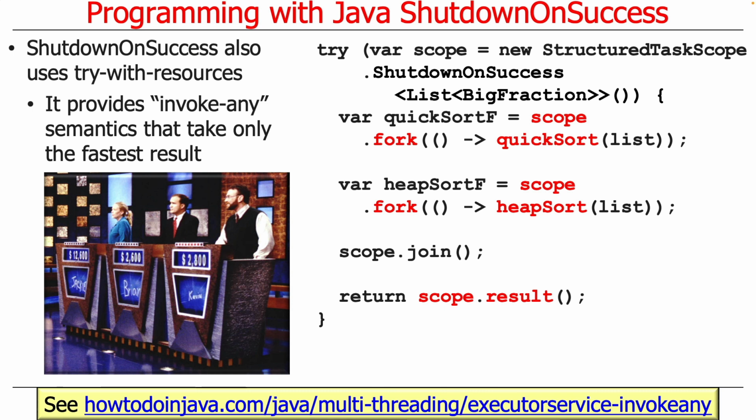But really quickly, what we're going to do here is quick sort the list that we've got here. So let's say we've got a list. We're going to quick sort it. We're going to heap sort it. We're going to do those two things in parallel. So we're going to fork off virtual threads. And whichever one finishes first, heap sort or quick sort, we're going to take that result. So we start things off, and we're going to return the result, which would be whichever one finished first.